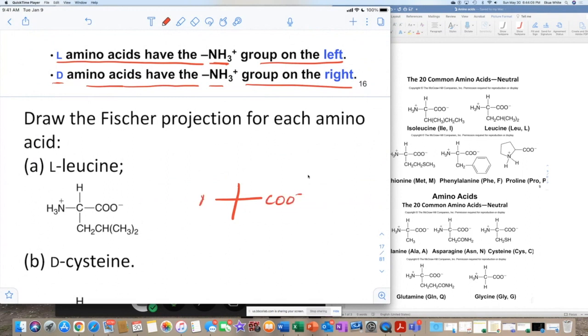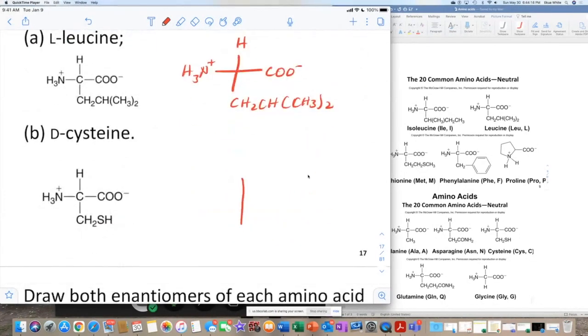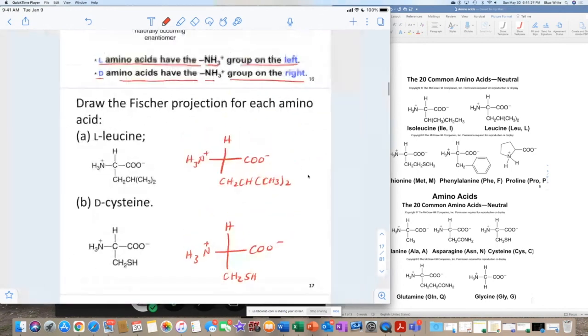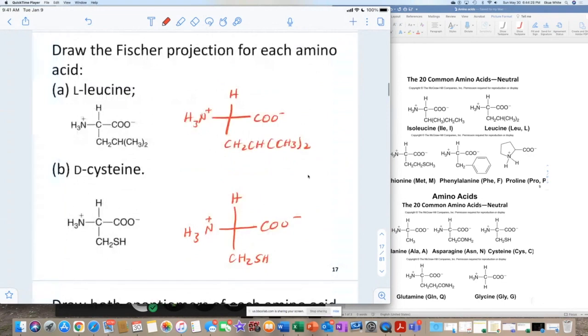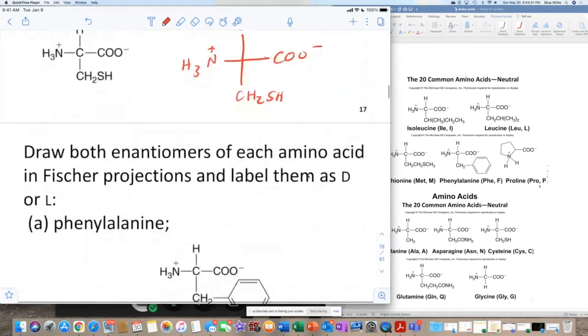COO minus, NH3 positive, H on top, CH2, CH, CH3. Okay, then we got this one here, COO minus, CH2SH, N plus H3. That's the Fisher projection. Okay, so we're moving on.